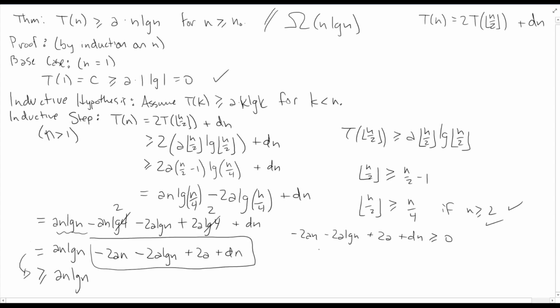So again, I'm going to just do a little algebra on the side here to make sure we get it right. 2a plus dn needs to be greater than or equal to, moving both those to the other side here, we have 2an plus 2a log n. And here again, we need to be careful to know which tool we want to use to get rid of this log. We want our 2a plus dn to be bigger than or equal to all that's going on on the right hand side.